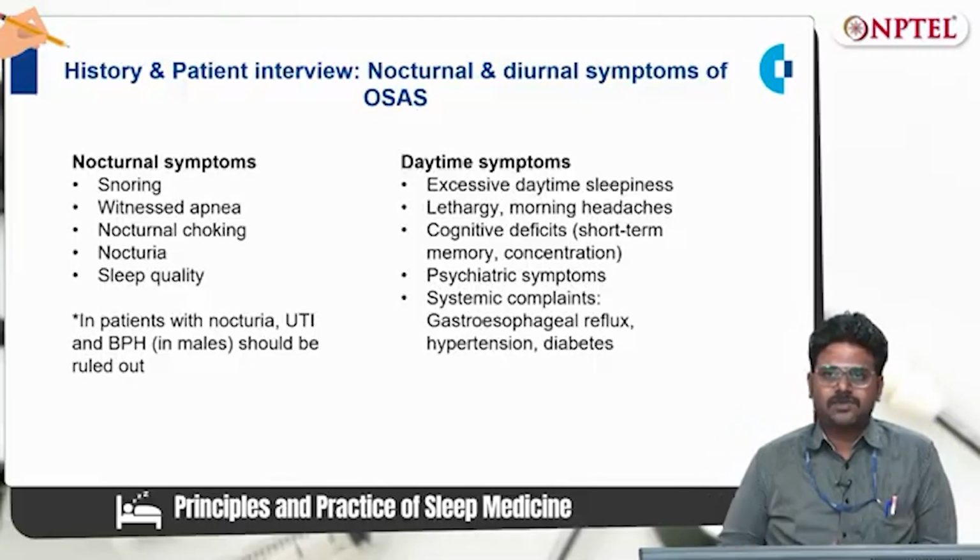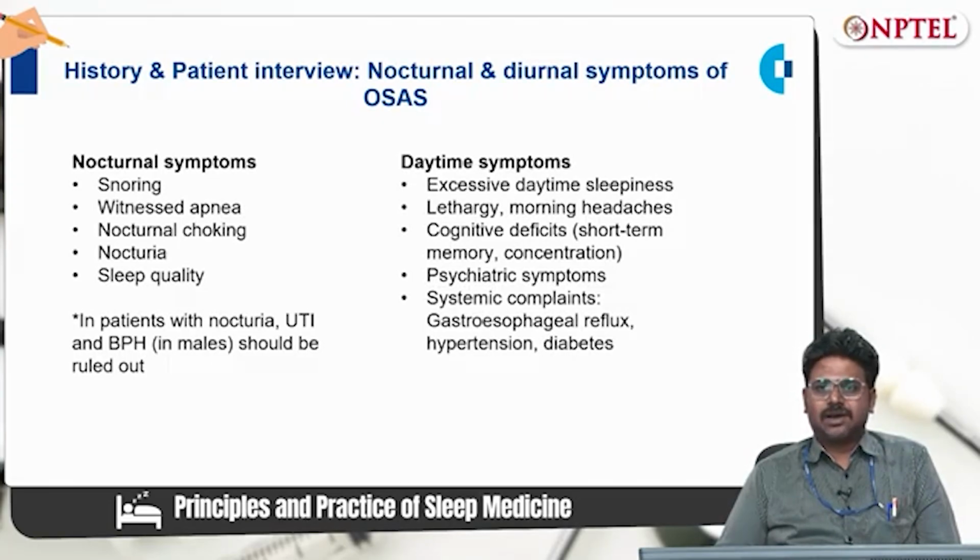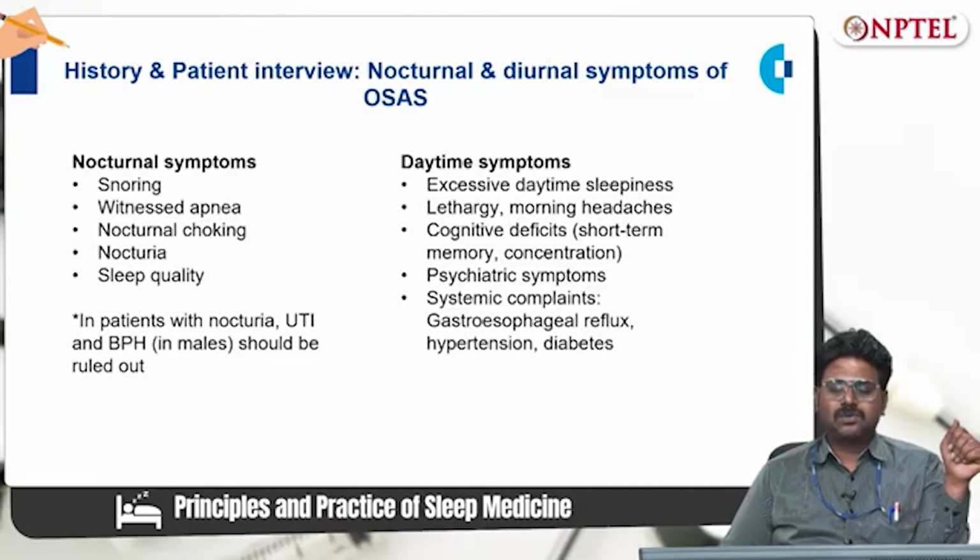Nocturnal and diurnal symptoms of OSA. We have to note nocturnal symptoms, which include snoring, witnessed apnea, nocturnal choking, nocturia, and sleep quality. Then daytime symptoms of excessive daytime sleepiness, lethargy, morning headaches, cognitive deficit like short-term memory or concentration problems, psychiatric symptoms, and systemic complaints like gastroesophageal reflux, hypertension, diabetes. In patients with nocturia, UTI and BPH should be ruled out.